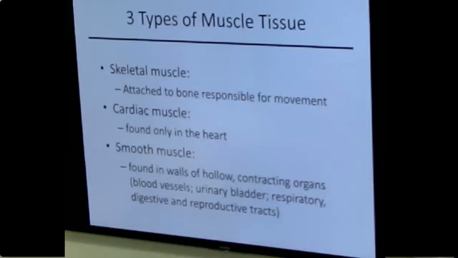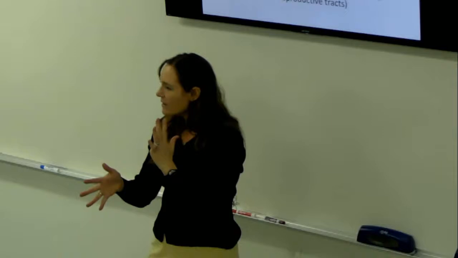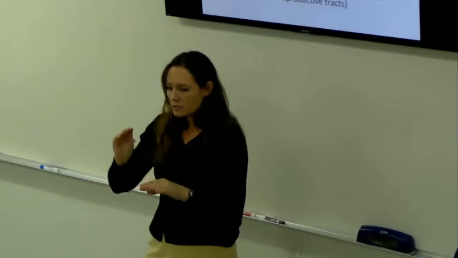Cardiac muscle, that's obviously going to be the heart. It's only in the heart. It looks different, and it functions differently than skeletal muscle. And then there's smooth muscle, which is everywhere else. There's loads of smooth muscle. It's along all the blood vessels, it's along ducts, it squishes things along.